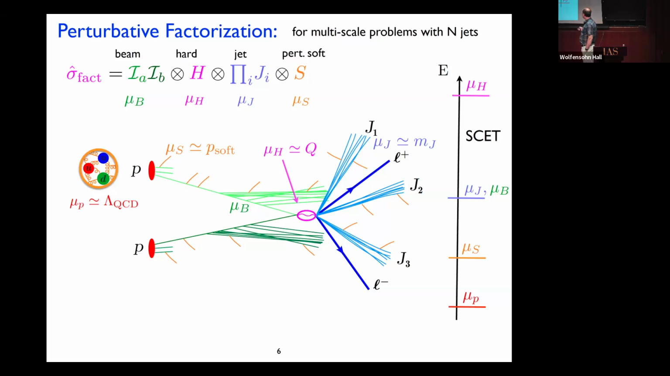And so that's already two scales. There could be some soft radiation in the problem that describes a further scale. Maybe there's a jet veto that tells you that you have exactly 3 jets and not 4 jets. And these things will introduce additional scales in the problem.